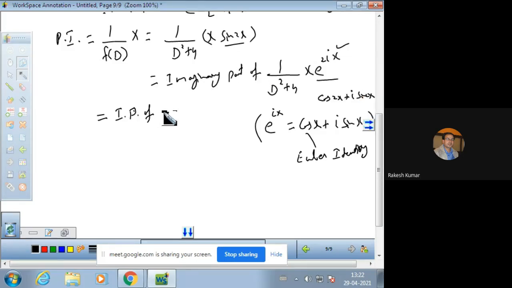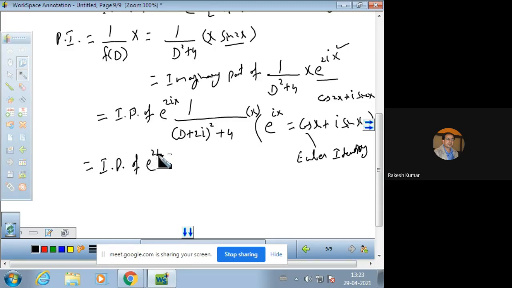So imaginary part of, now apply the exponential term here. There is a technique for applying the exponential term. You will put in place of d as d plus a. And what is a? A is the coefficient of x. The coefficient of x is 2 iota. So d plus 2 iota has been used in place of d in d square plus 4 into x. This is the technique for finding out the particular integral.